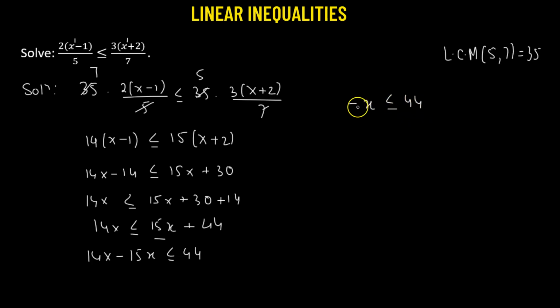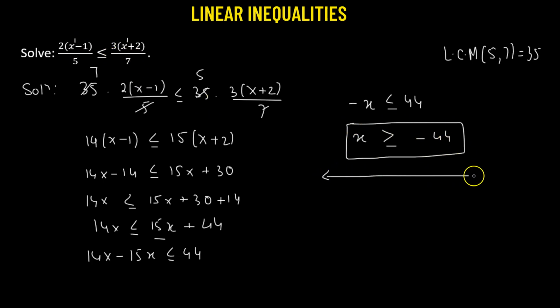Now we need x, but we have a negative x. To get rid of the negative x, we'll multiply both sides with negative 1. So we have x and negative 44 on the right hand side, but on multiplying with a negative number, the sign of the inequality flips. That means we will now have greater than or equal to. So x is going to be greater than or equal to negative 44. This is going to be the solution to the given linear inequation.